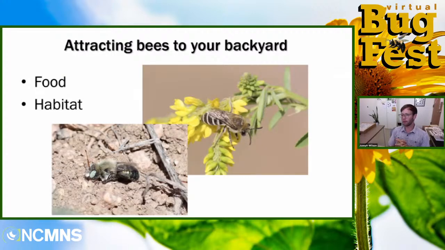So how do we help bees in our neighborhoods and in our backyards? There are several ways to attract bees to your yard. I'm going to talk about two things that all bees need. Bees need food and bees need nesting habitat. And so it's actually pretty easy to make some small changes in your yard to support native bees.